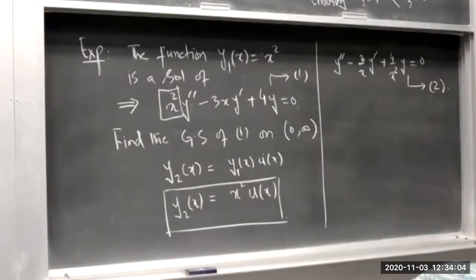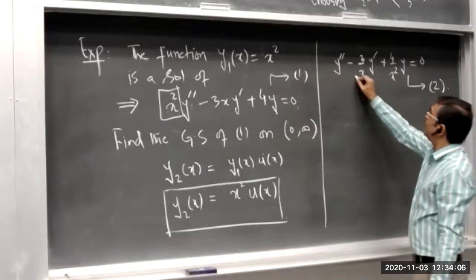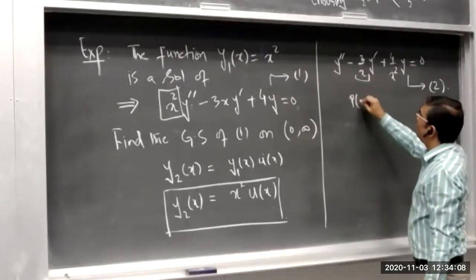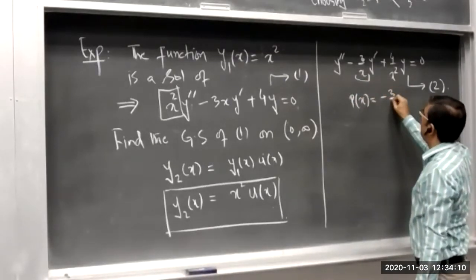Now what is the value of p of x? We can see here the p of x is the coefficient of y dash. So p of x is negative 3 by x.